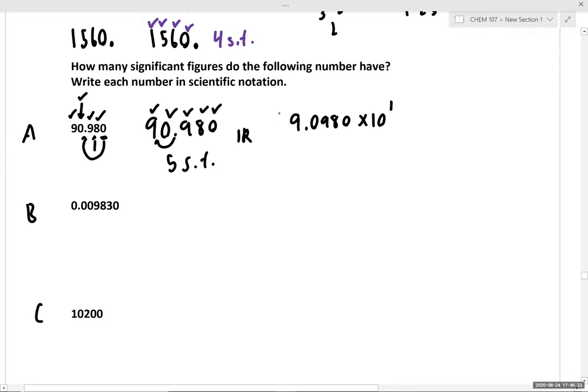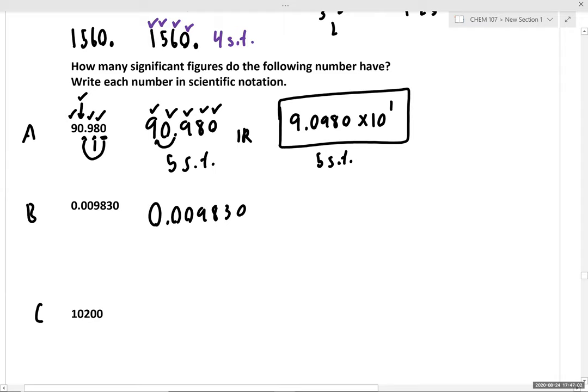Now it's really important that your number in scientific notation have the same number of significant figures as your long hand or long form number. And as we can clearly see, in scientific notation, we have 5 significant figures. Let's look at this next example, 0.009830. So let's write that out.